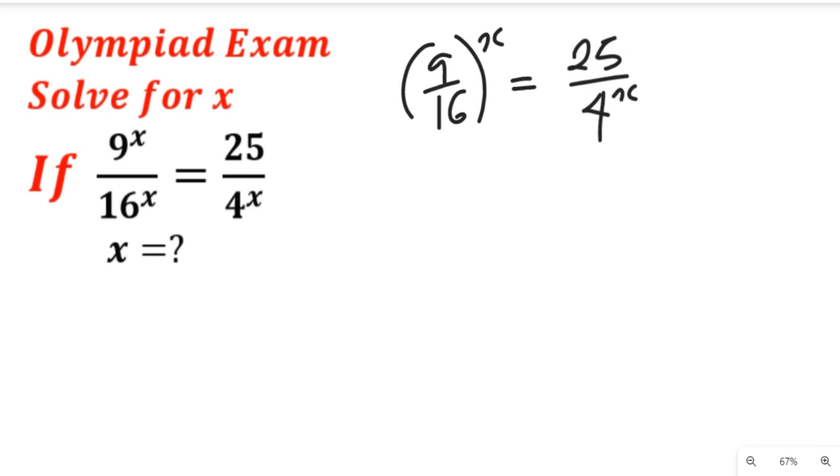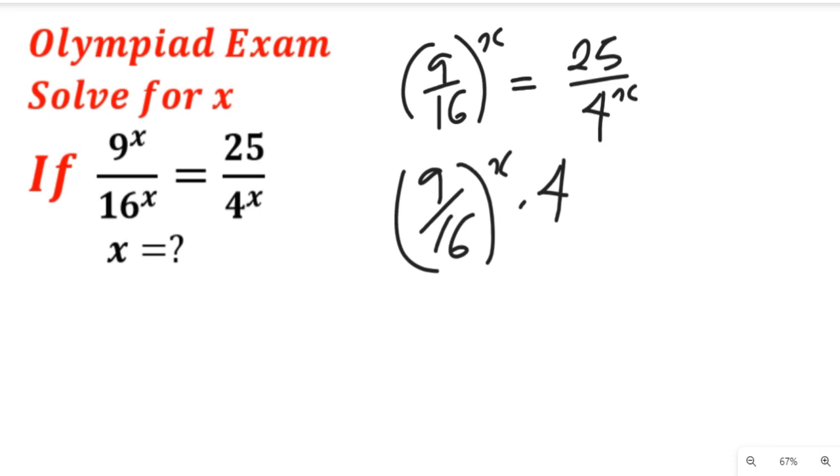If we do that, we are going to have 9 divided by 16 all to the power of x multiplied by 4 to the power of x, right? And this will be equal to 25 divided by 4 to the power of x multiplied by 4 to the power of x. The main reason why we did that is to clear our 4 to the power of x from the right hand side.